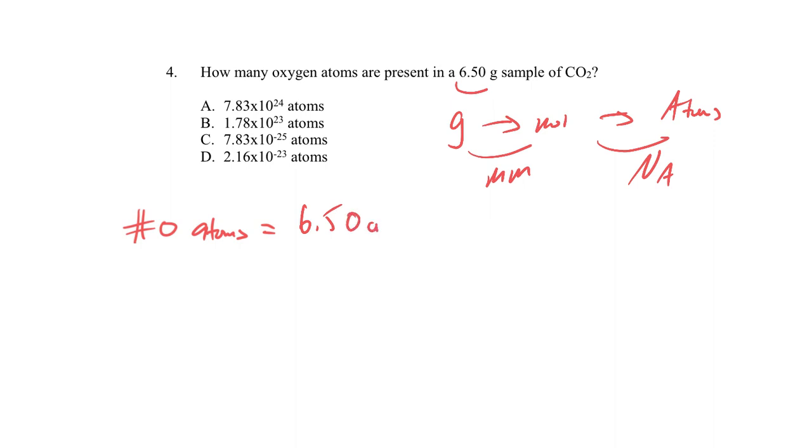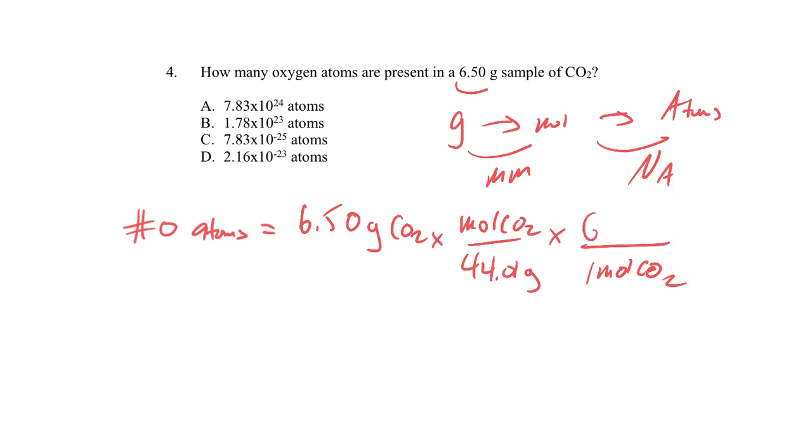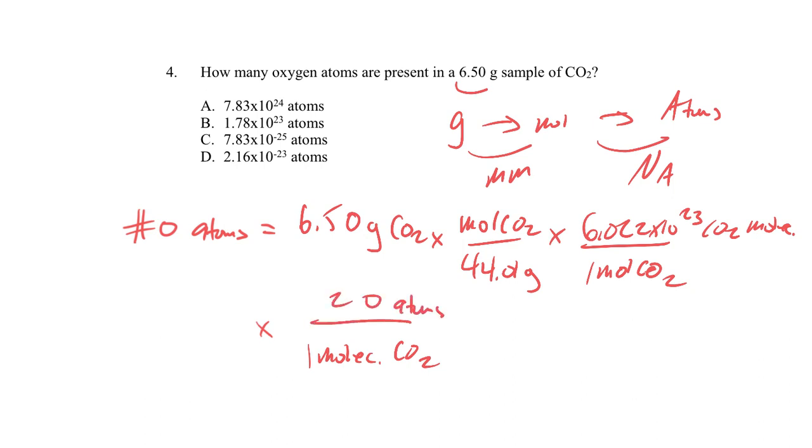Okay, so 6.50 grams of CO2, 44.01 grams per mole of CO2. 1 mole of CO2 contains an Avogadro's number of CO2 molecules. And then one individual molecule of CO2 contains 2 oxygen atoms. So we get this from the formula. We get this from knowing Avogadro's number and what it means. We get this from the molar mass.